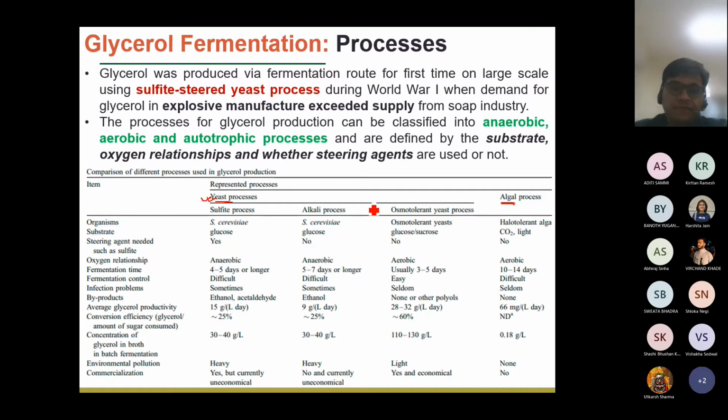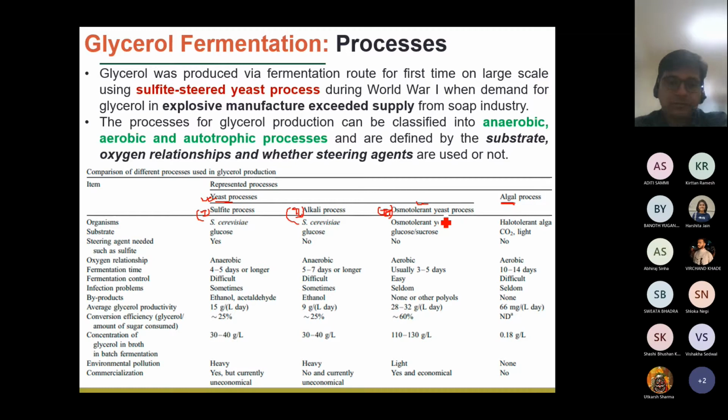And if we compare the three processes that are there, the first is the sulfide process, the second is called the alkali process, and third, by the genetic engineering approaches, when we modify the cell membranes to make it osmotolerant, we call it the osmotolerant yeast process.